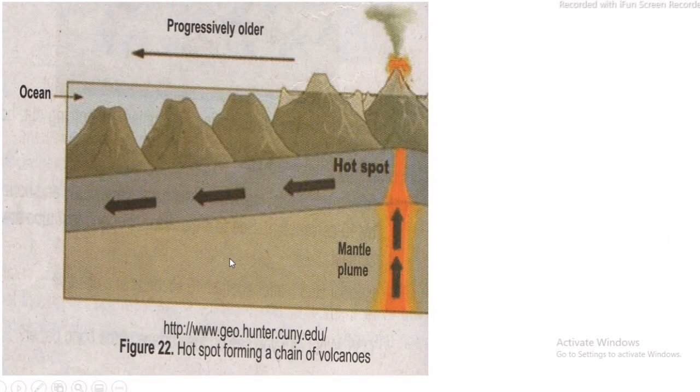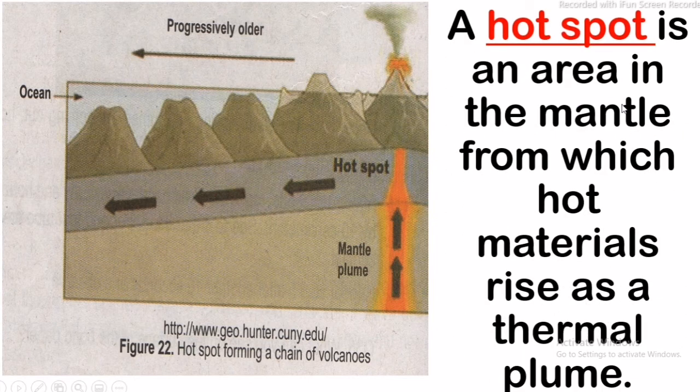So we have this one which is called a hotspot. This is another concept in plate tectonics. A hotspot is an area in the mantle from which hot materials rise as a thermal plume. So based on the diagram, we have this mantle plume. This is the magma rising above the crust. Ayan.